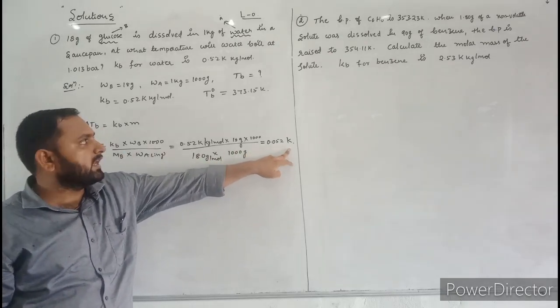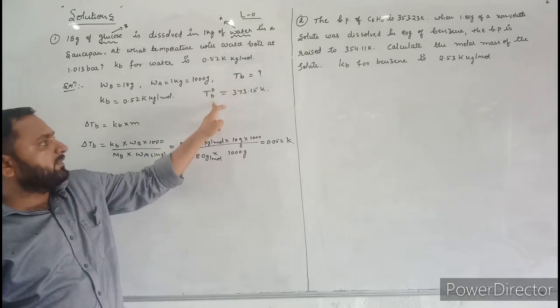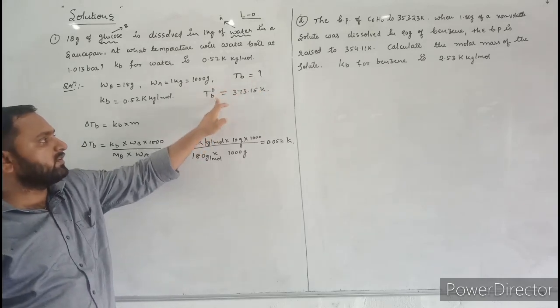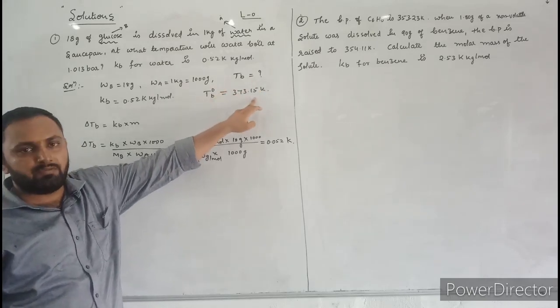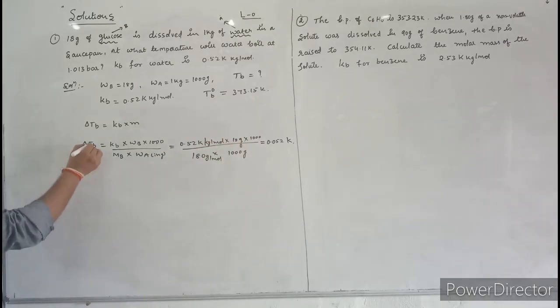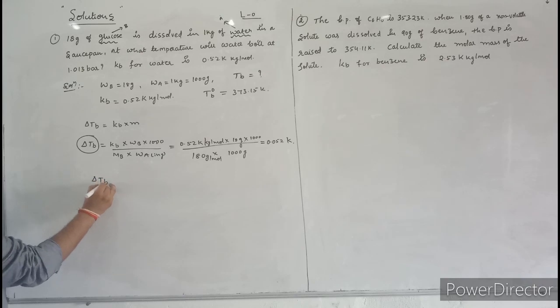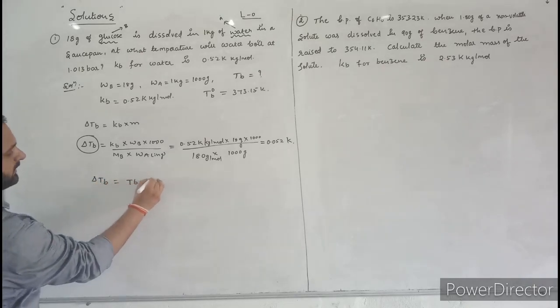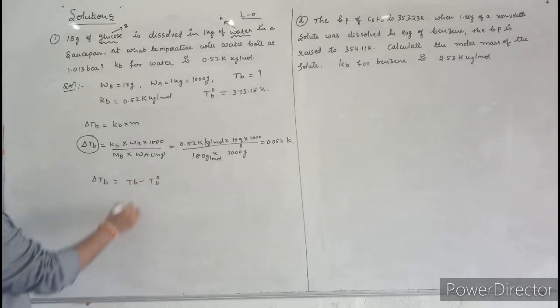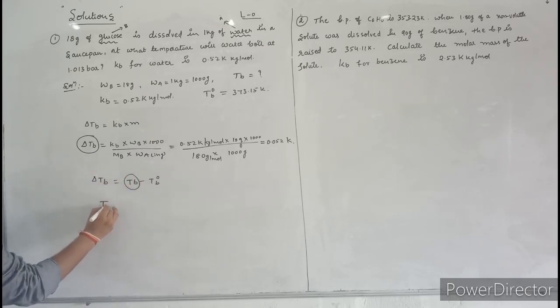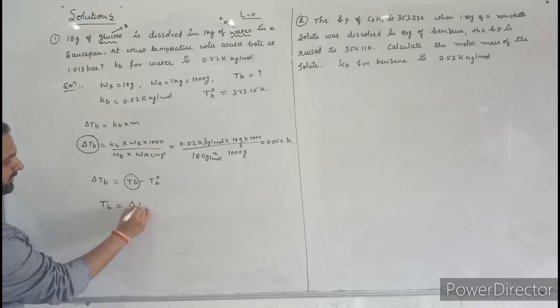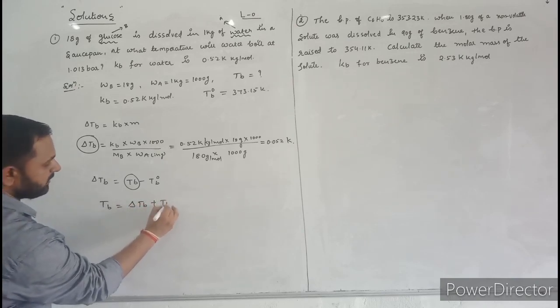But he is asking to calculate TB. Here TB naught is known. What is the TB naught here? 373.15 Kelvin. Then let us write the delta TB formula. Delta TB is equal to TB minus TB naught. Here you need to calculate TB, that's why you just rearrange this equation. TB is equal to delta TB plus TB naught.